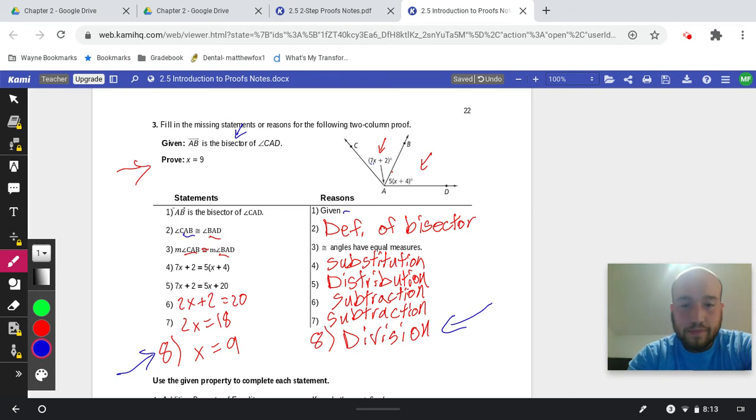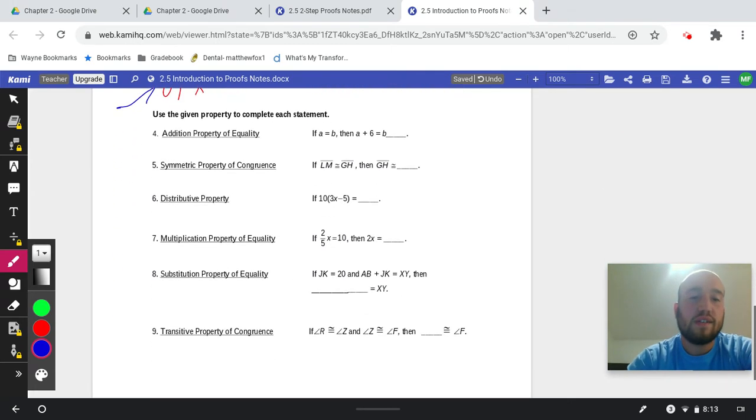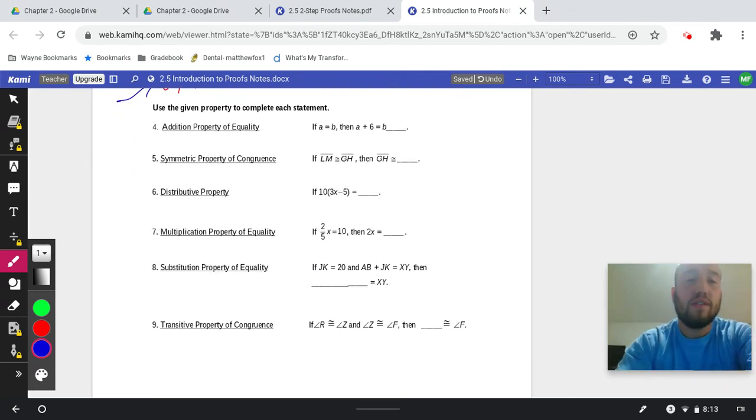So, next, let's look at a few of these properties. So if you want, pull out your property sheet on those algebra proofs to refresh your memory. But addition property of equality, if we add 6 to one side, we've got to add 6 to the other. It's supposed to be a 6. Okay, symmetric. Remember, this is when it flips the other way. So if LM is congruent to GH, then GH is congruent to LM.